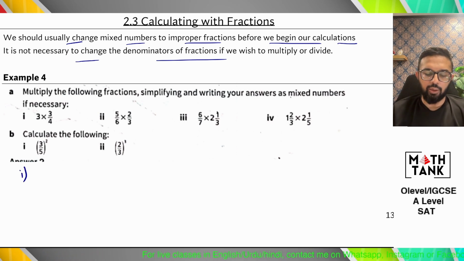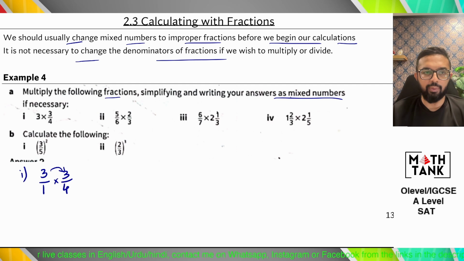Part 1 says multiply the following fractions, simplifying your answer and writing your answers as mixed numbers if necessary. So that's 3 times 3 over 4. A common mistake a lot of students make is to multiply this 3 with both the numerator and denominator. Remember, if a number is written just as it is, you can write divide by 1 below it. That makes it easy for you.